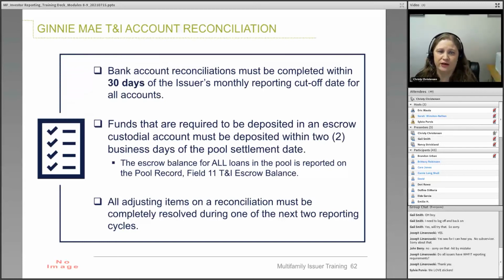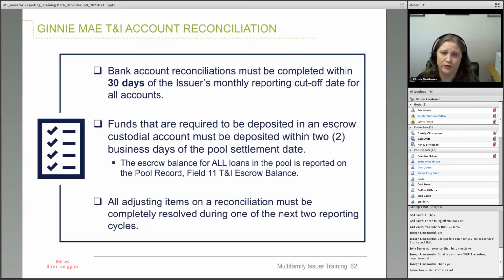Just like the P&I recon, the T&I bank account recons must be completed within 30 days of the issuer's monthly reporting cutoff date for all accounts. T&I funds are required to be deposited in the Ginnie Mae escrow account within 2 business days, which is 48 hours of pool settlement. The escrow balance for individual loans is reported in field 29 of the loan record. The escrow balance for all loans within the pool is reported in field 11 of the pool record.